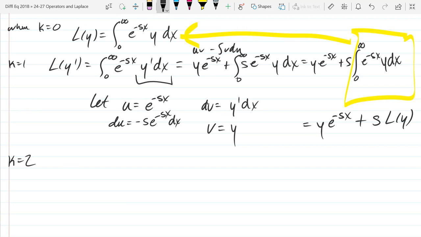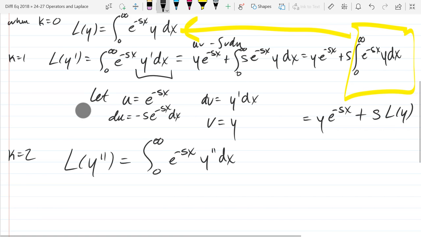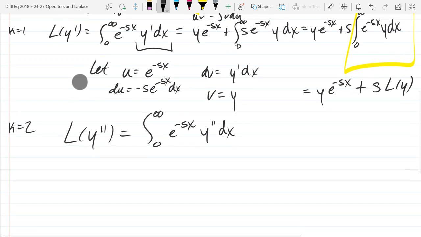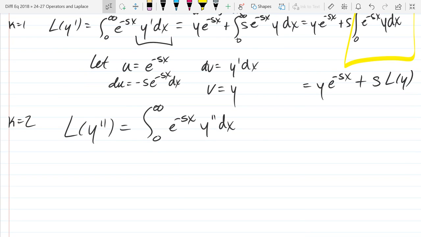So we're going to look at L of y double prime. That is the integral from 0 to infinity of e to the negative sx times y double prime dx. Let's not think too hard because things are already tricky enough. I'm going to do the same integration by parts, except just take the y double prime dx. That'll be our dv. It's basically the exact steps we did above, just shifting a little bit.